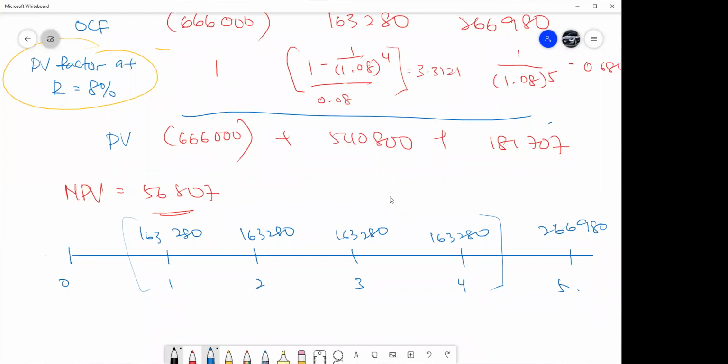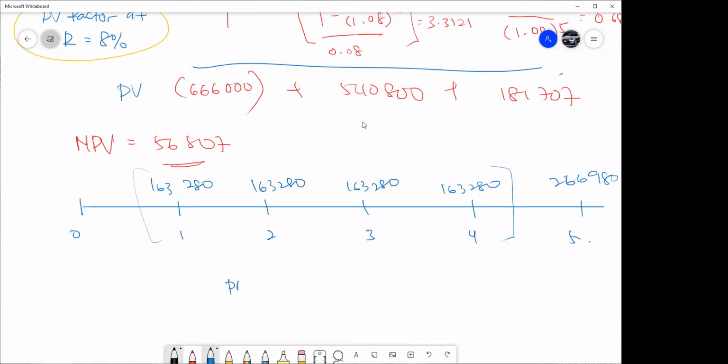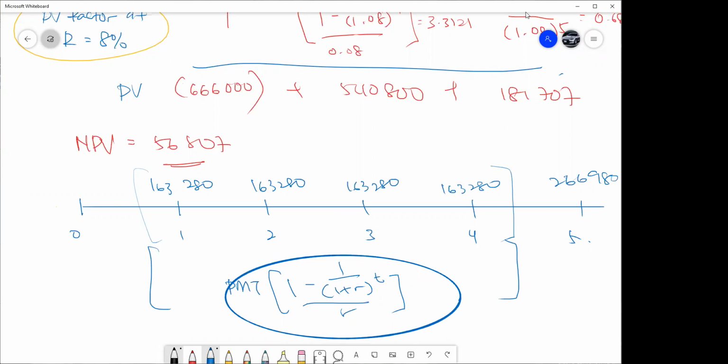So instead of taking one by one, the simplest method, because it's the same cash flow, you can use this 1 minus 1 over. Basically, the formula you use here is PMT times 1 minus 1 plus R power of T, divided by R. They use this formula for this section, so straight away you get 540,800. Then discount this one. This is the confusing part only. This part itself shows 3.3121. The PMT is 163,280, so times 3.3121, you get this whole discounting factor.